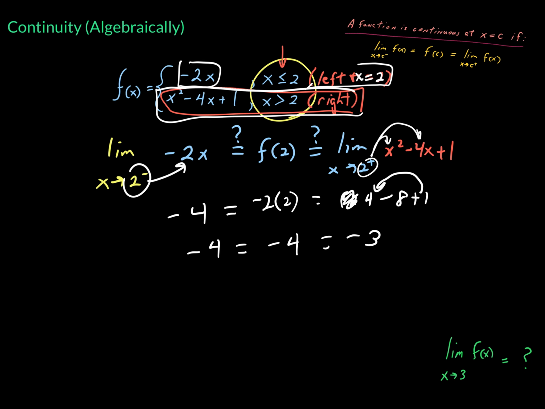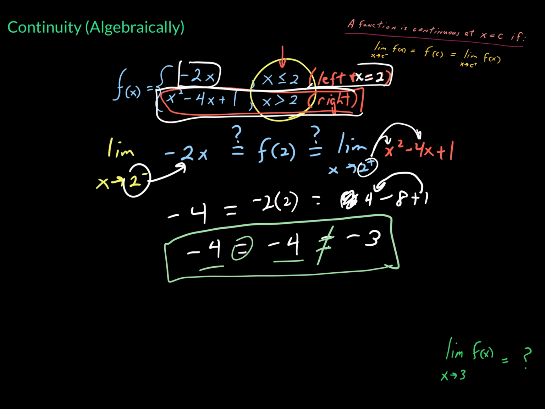Aha, so notice how even though these two equal each other, it does not equal this side right here. So all three of these have to be the same y value for it to be continuous, and so therefore this one is discontinuous at x equals 2. Okay? So they don't match up. One's going to negative 4, one's going to negative 3.